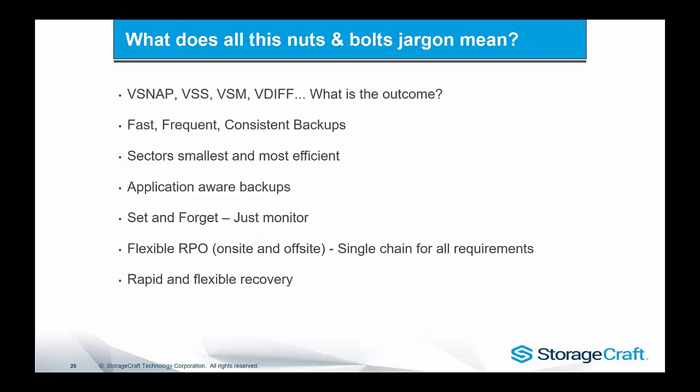So what does all this mean? VSnap, VSM, VSS, VDIF. What is the actual outcome? Well, if we talked about fast, frequent, and consistent backups, sectors are the smallest and most efficient, they're application aware, and it's really just set and forget. What you'll see when we jump into ShadowProtect is that there's not a lot of options because it's backing up everything. You don't need to get into all these different agents for different services or exclude stuff. It is backing up entire volumes extremely quickly and very simply. This results in flexible recovery points on-site and off-site. You have a single backup chain for all requirements, which ultimately results in rapid and flexible recovery.